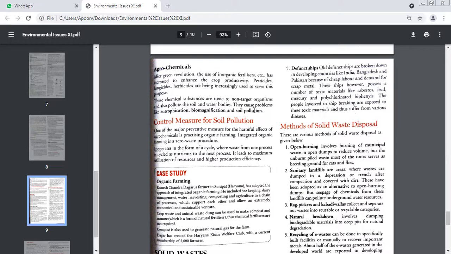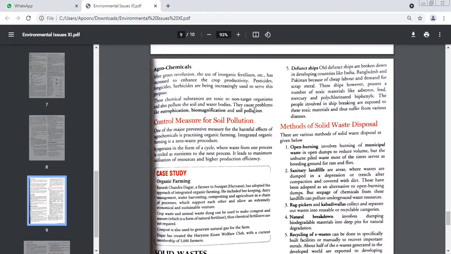What all does he do apart from farming? Tell me. One is beekeeping. Then dairy management, water harvesting, composting, and agriculture. See, now he's doing so many processes, but each process is supporting each other. Crop waste and animal waste that he's getting, what is he using it to make? Compost and manure.